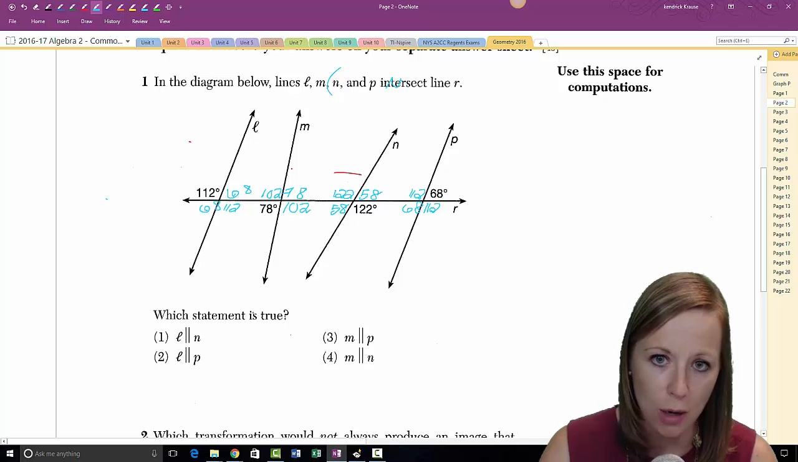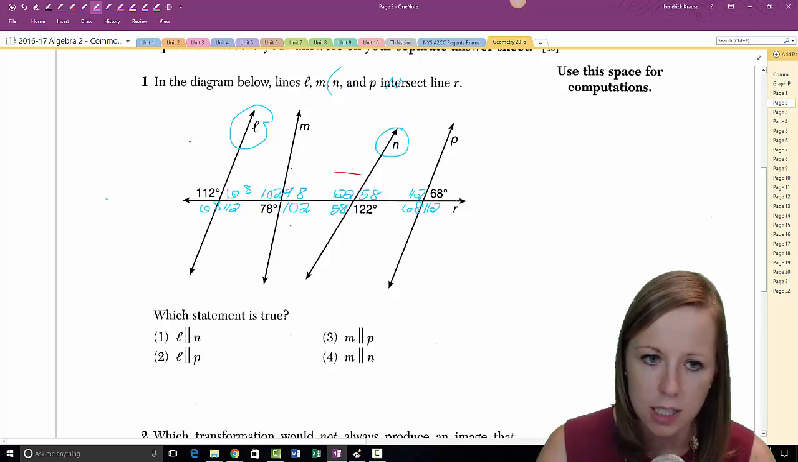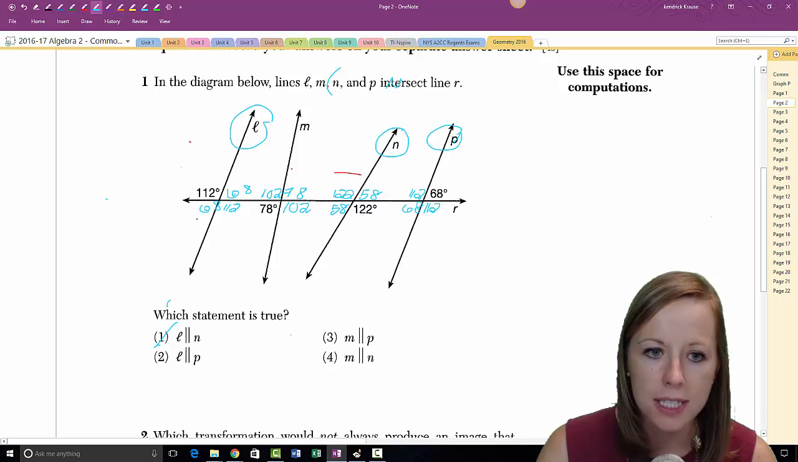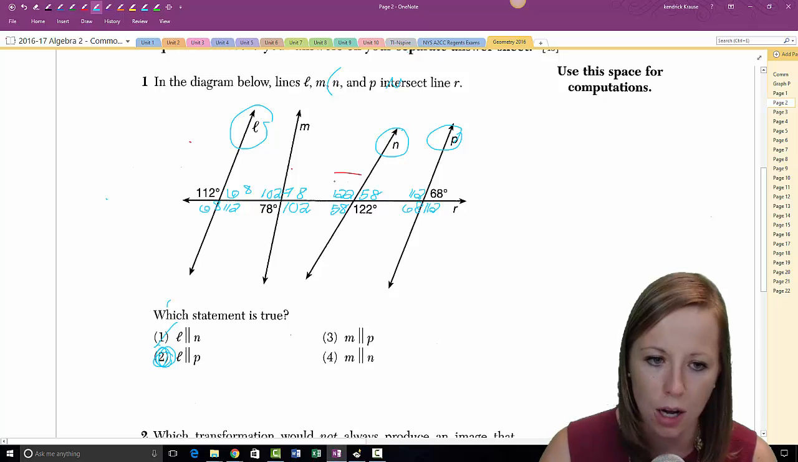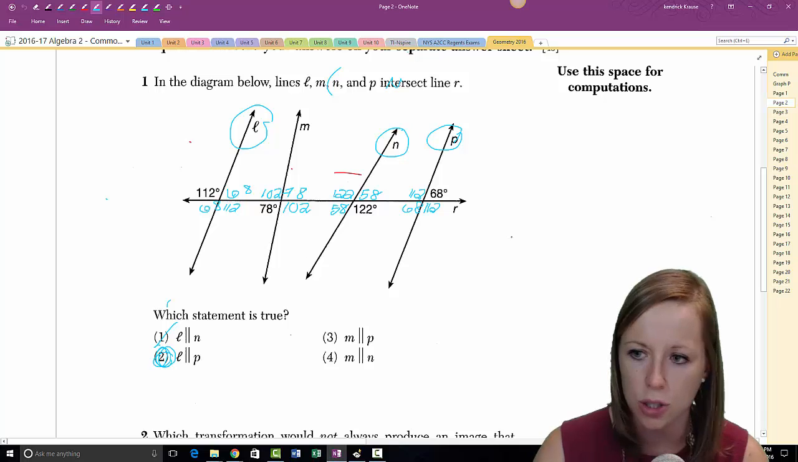So now I'm going to finally look at my question, and it says, which statement is true? Can I say that L is parallel to N? Well, looking at L and N, they don't have corresponding angles congruent, alternate interior angles congruent. They don't have any angles congruent, so it can't be that. L and P have all of the same angles, 112, 68. So it's got to be lines L and P because they have all of the congruent angles. Alternate interiors are congruent, alternate exteriors are congruent, corresponding angles are congruent. So it has to be choice 2.